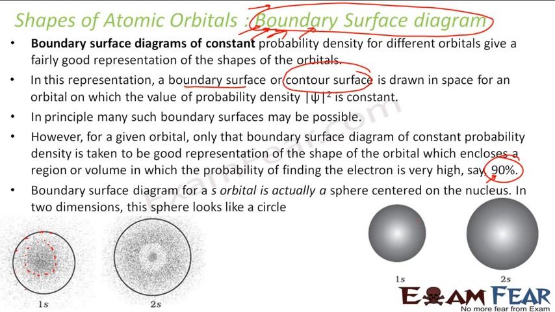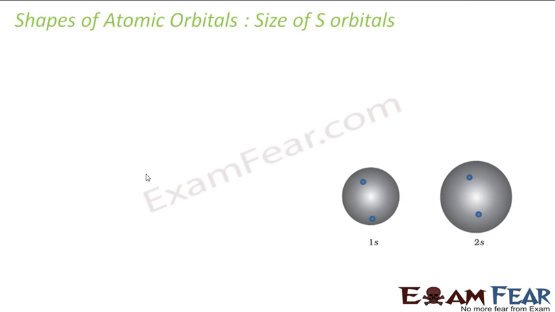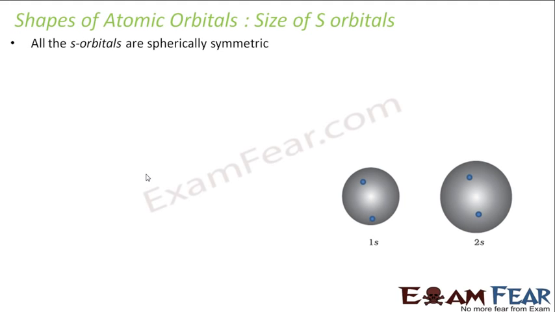Right? The boundary surface for an s orbital is actually spherical in shape. For example, in two dimensions it looks like a circle, and in three dimensions it looks like a sphere. Let's talk about the size of s orbitals. This is my s orbital, and I'll show you the movement of the electron also. All the s orbitals are spherically symmetric because they are all spherical in shape.